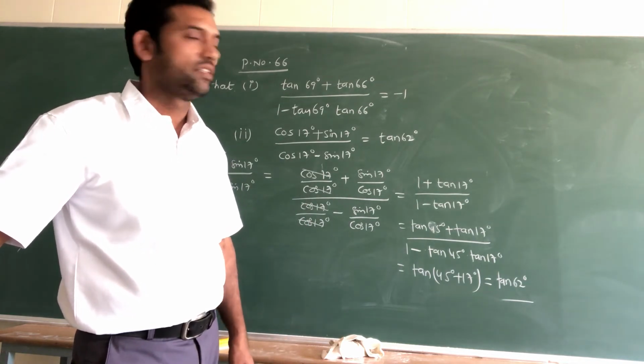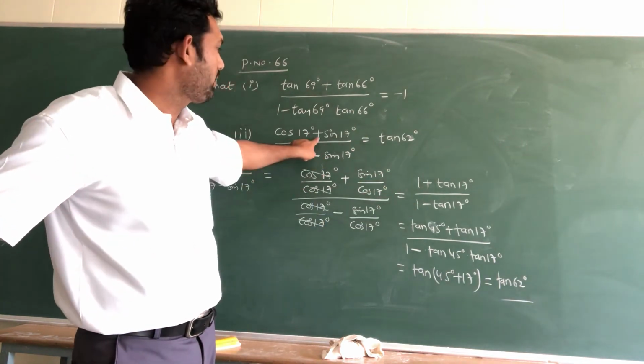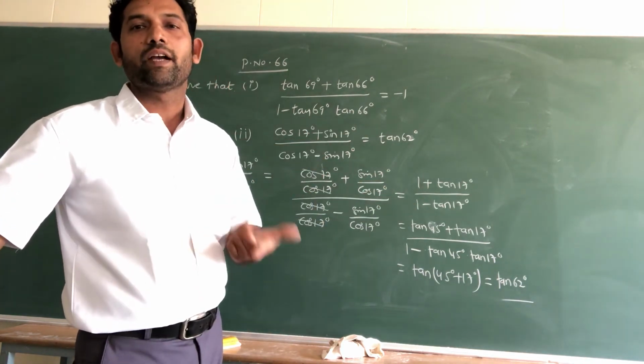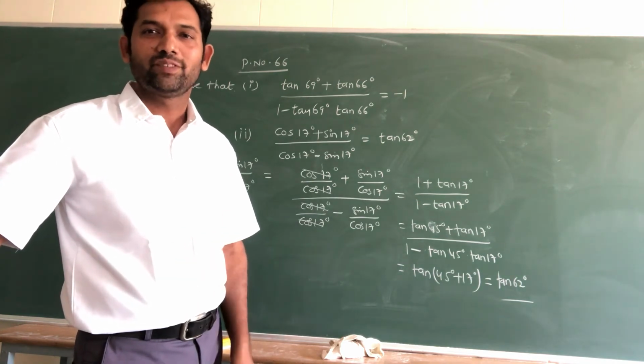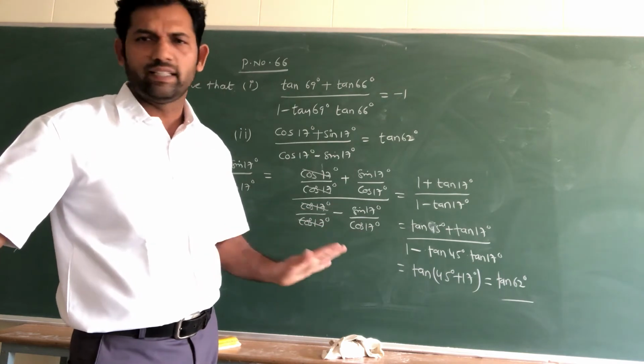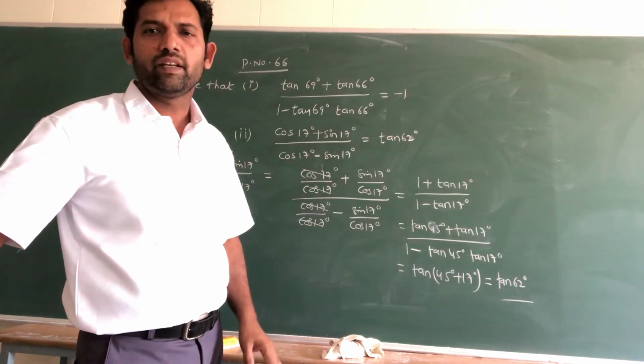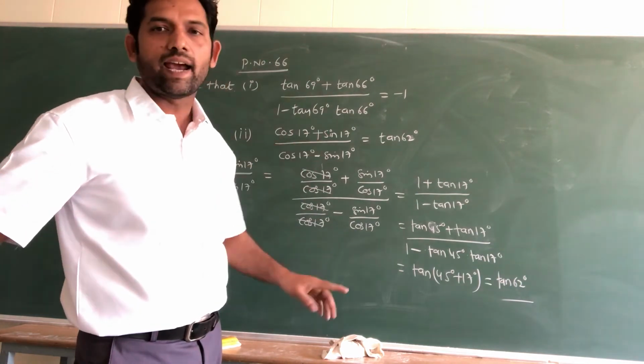That is our solution. Here plus is there, so 45 add with 17. Here minus is there, so 45 minus 17 you have to do. That is the only simple trick. Sin and cos, they will give the same angle. So cos sin is given, and here plus is given, add 45.